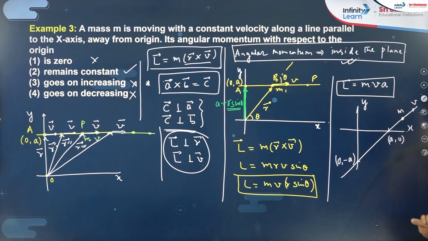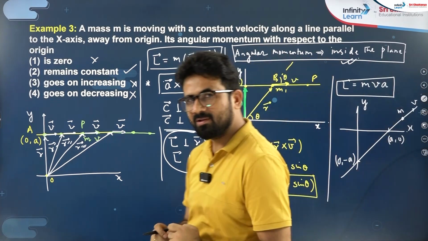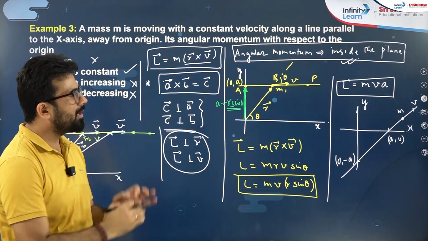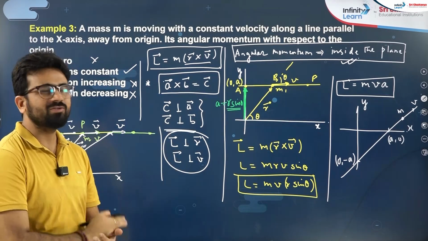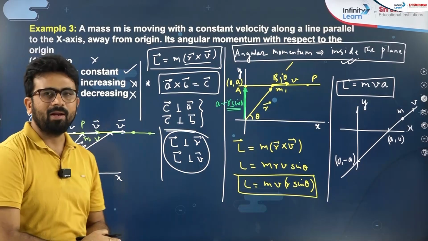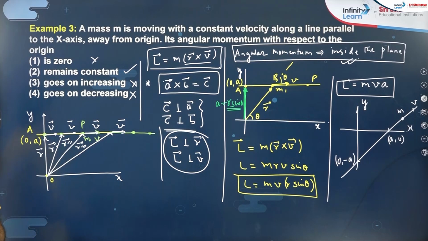Try to find whether the angular momentum of the particle about the origin will change with time, or will increase or decrease, or be zero, or remain constant. If it remains constant, what would the value be? I am giving this question for you. You can try in your study time. Okay, this is example 3. Now you can check your answers. Now we are moving to the next problem.